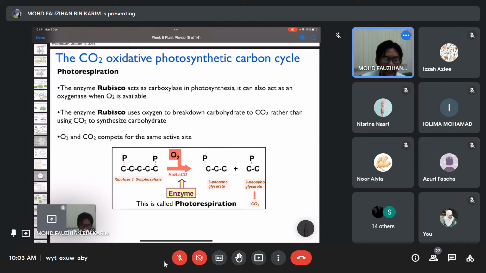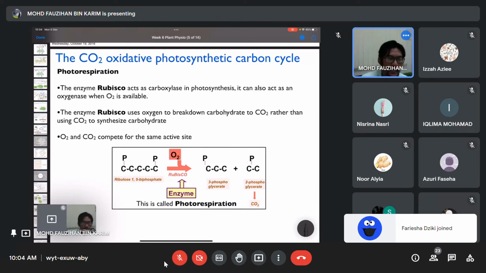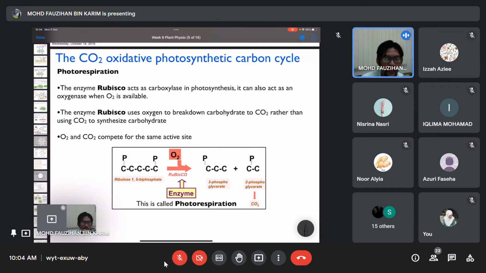During carbon fixation, they also bind the oxygen, right? So instead of carbon dioxide producing a 6 carbon molecule that is eventually broken down into 2 molecules of 3 carbons, if they bind to oxygen, it will produce a 5 carbon molecule, still unstable, and it is broken down into 2 molecules, one with 3 carbons and one with 2 carbons. Okay, satu 3-phosphoglycerate, satu lagi dia akan produce phosphoglycolate.